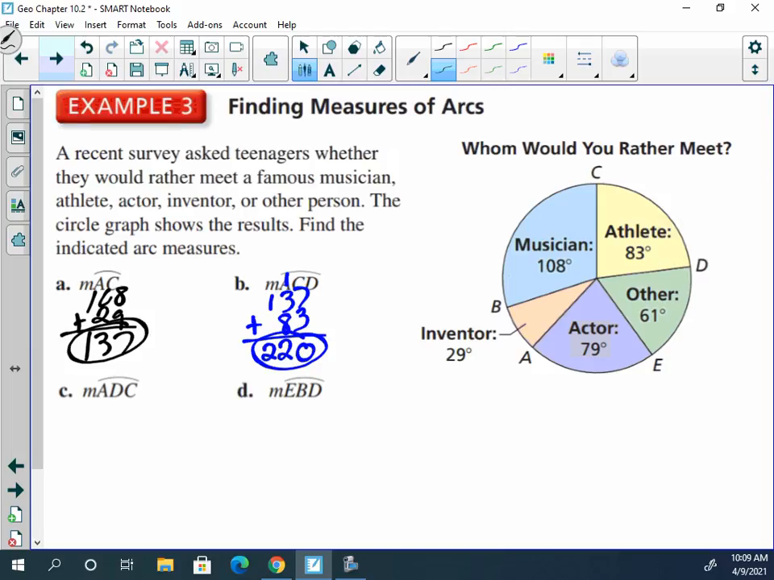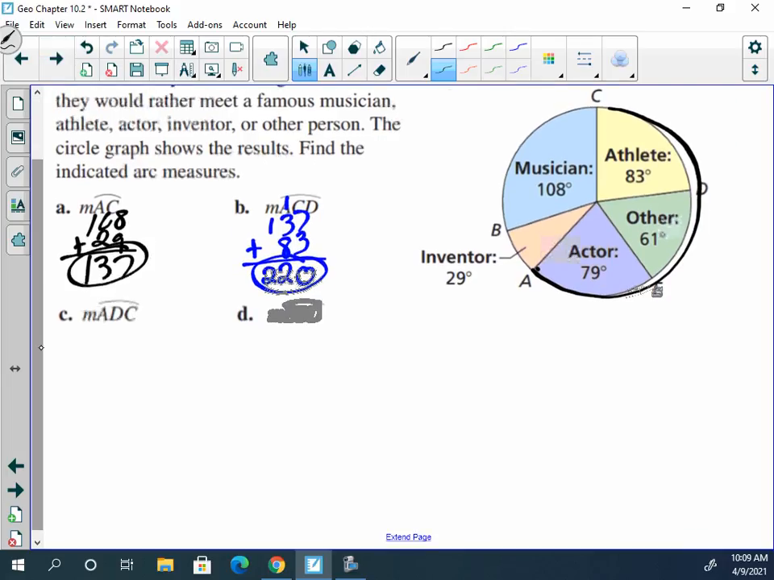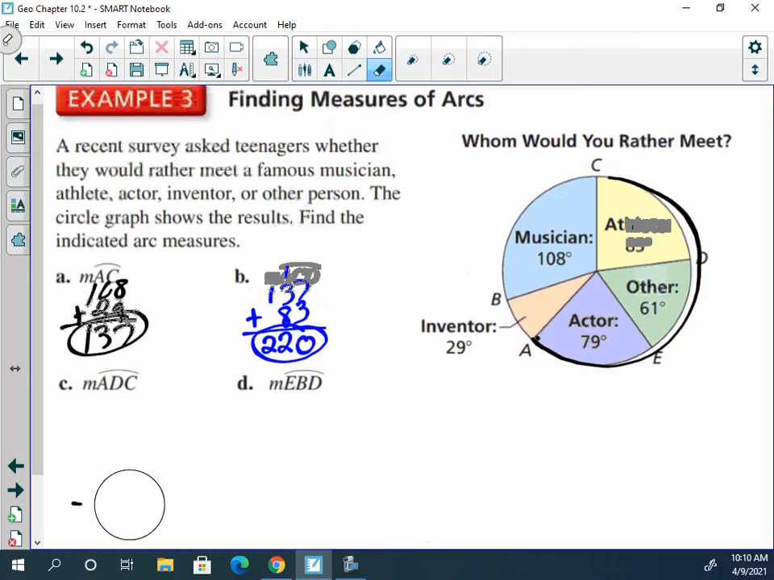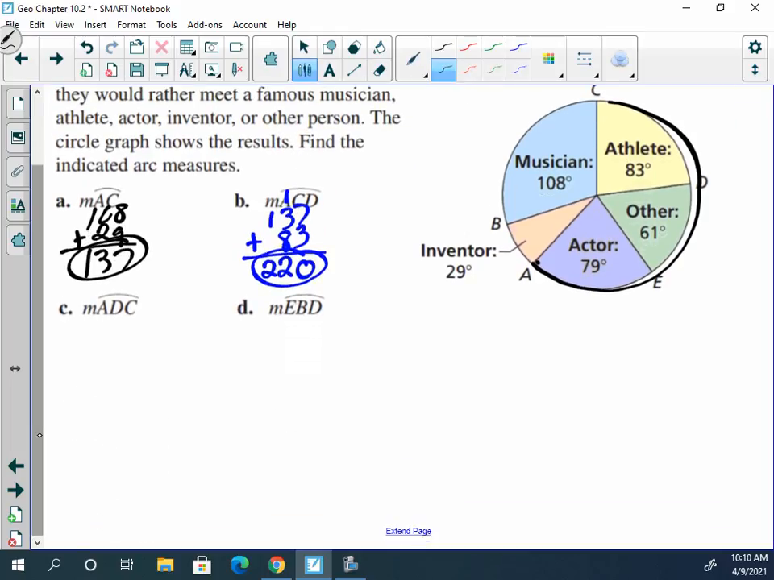The next one, measure of ADC. ADC. So we're going the other way around. To 61 and 83. Yes. Because since we know that the only two that weren't included, which was musicians and inventors, so we can do 360 minus 137. 5, 3, 2, and y'all got 223.